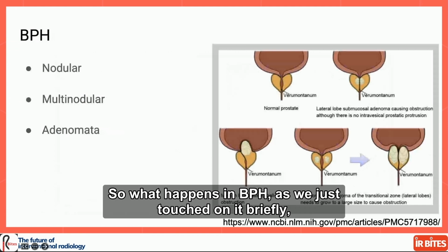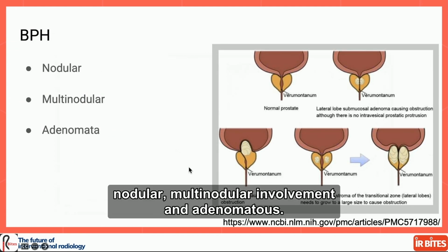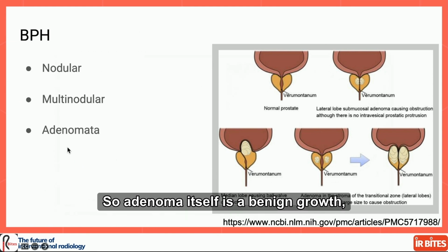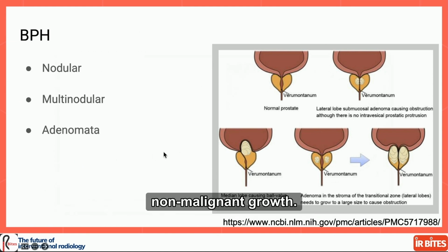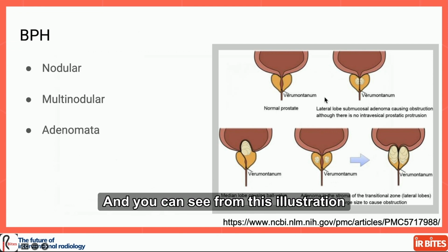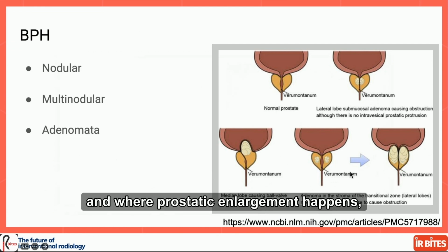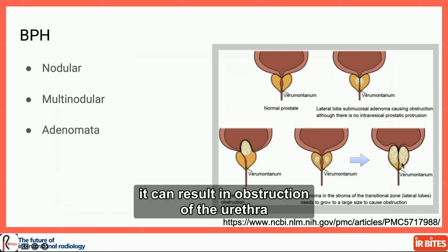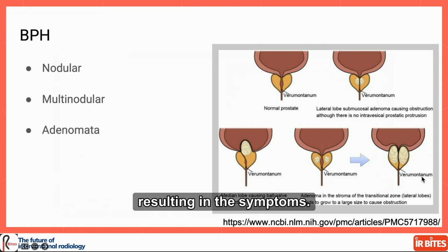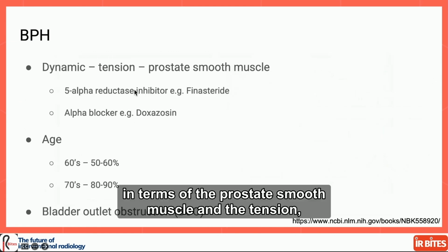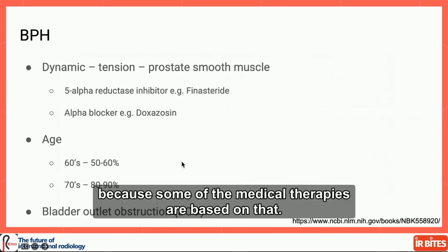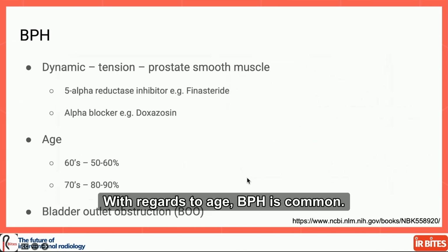So what happens in BPH, as we just touched on briefly: multinodular involvement, and adenomata. An adenoma itself is a benign growth, a non-malignant growth. And you can see from this illustration that where the benign growths and prostatic enlargement happen, it can result in obstruction of the urethra, resulting in the symptoms. I've mentioned dynamic in terms of the prostate smooth muscle and the tension, because some of the medical therapies are based on that.